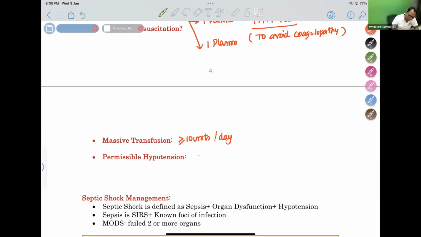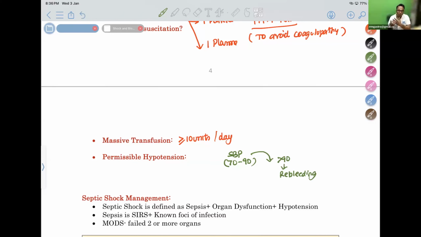Permissible hypotension is also a new concept. Don't make the systolic BP normal. Systolic BP should be maintained between 70 to 90. Don't bring it to 120. Why is it so? If it is increased more than 90, there will be rebleeding. Already thrombosed blood vessels that had stopped, those areas will go for rebleeding.